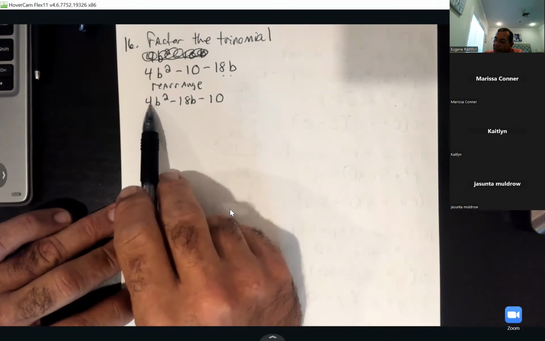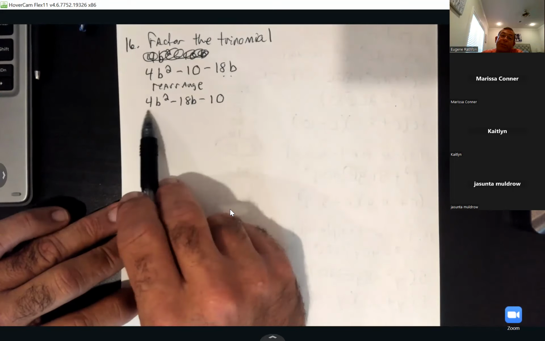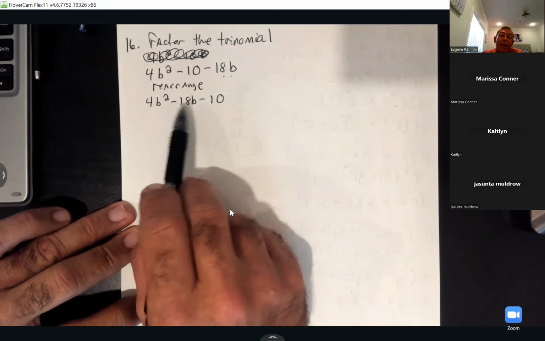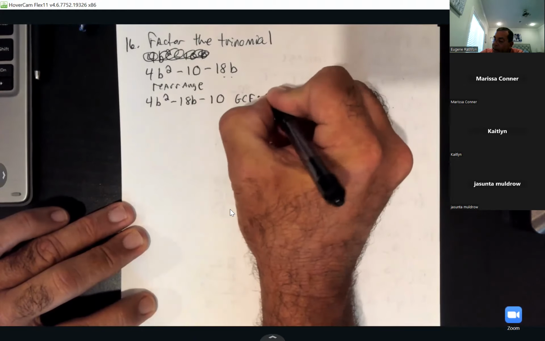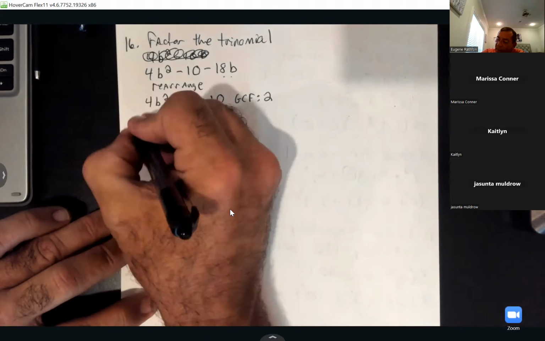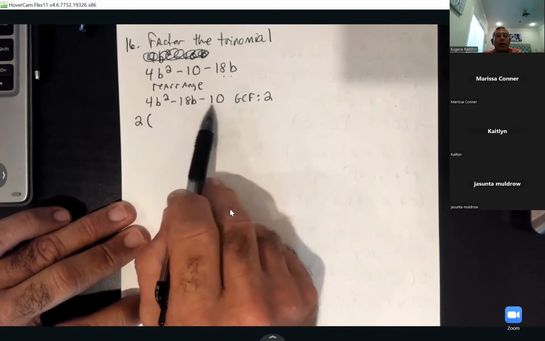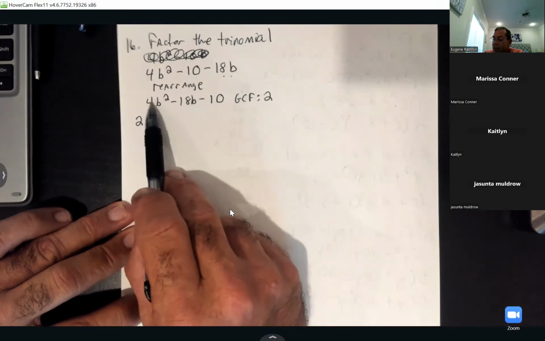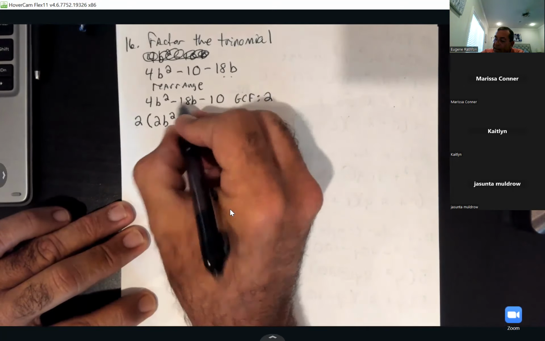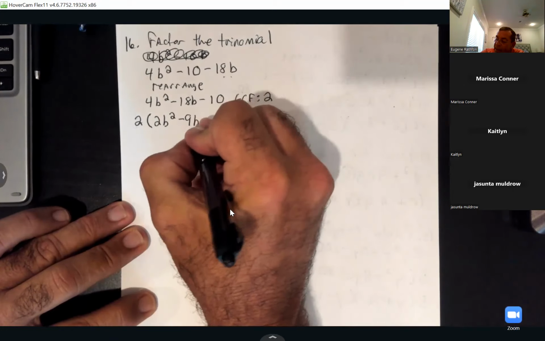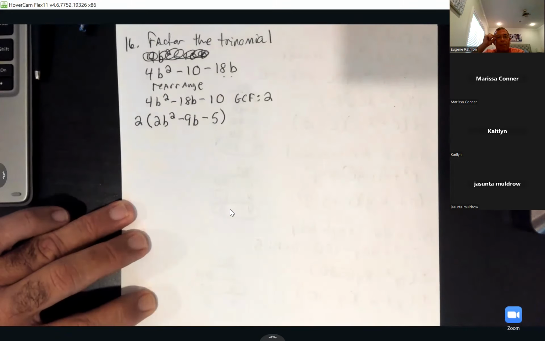So look here. The only number that all three of these will divide by, I wished it was the 4, but it ain't. The biggest number I can divide all three of these by is a GCF of a 2. So we're going to factor out a 2 from all three of these by dividing their numbers by 2. So 4 divided by 2 leaves me a 2b squared minus 18 divided by 2 gives me a 9b minus 10 divided by 2 leaves me a 5.